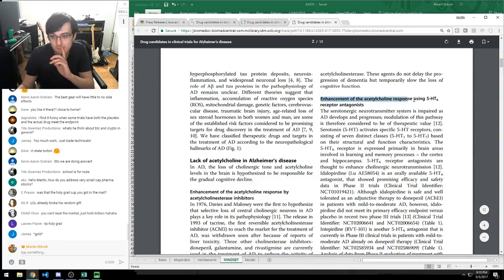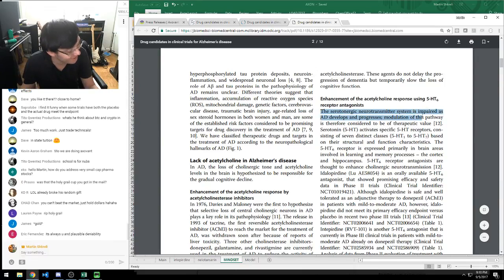So here, enhancement of the acetylcholine response using 5-HT6 receptor antagonists. The serotonergic neurotransmitter system. I've said that word a zillion times. It's been a long day. It is impaired as AD develops and progresses. Modulation of this pathway is therefore considered to be of therapeutic value.